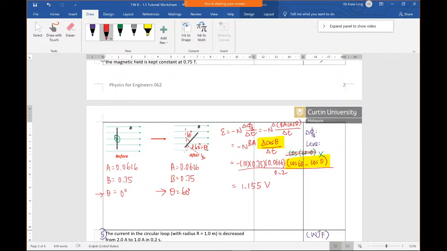Now let's check. This is the top view. From before and after, what increases or decreases?